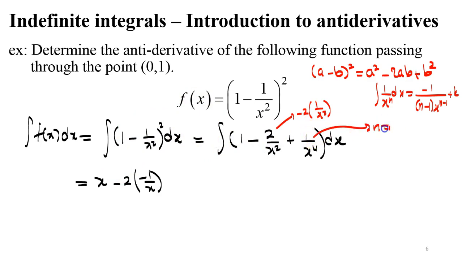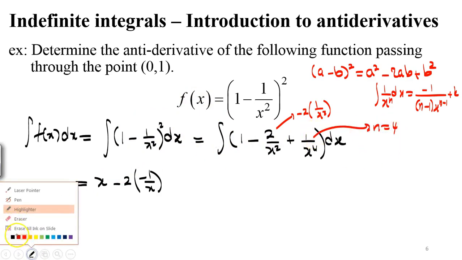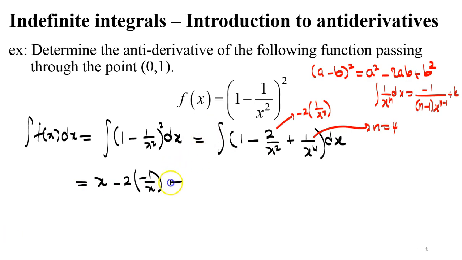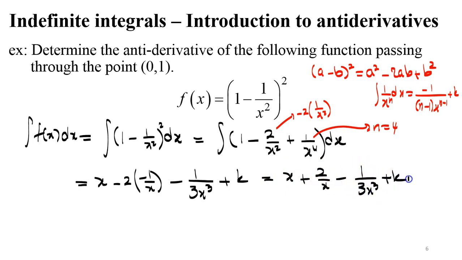Similarly, this is this property for n equals 4. So that would be negative 1 over 3x cubed plus k. And simplifying, that would be x plus 2 over x minus 1 over 3x cubed plus k. So if I were to call capital F of x the antiderivative we're looking for here.